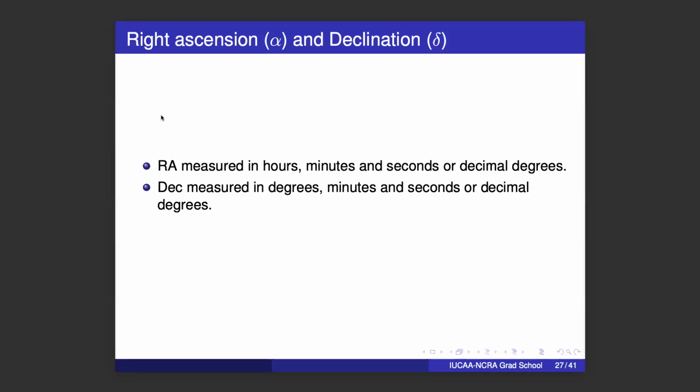So just put it as decimal degrees, both these things. So that is what is increasingly used in various catalogs, etc. That you will have the RA in decimal degrees and the DEC also in decimal degrees. So DEC will go from minus 90 to 90 and RA will go from 0 to 360.